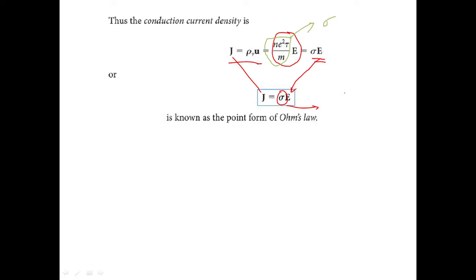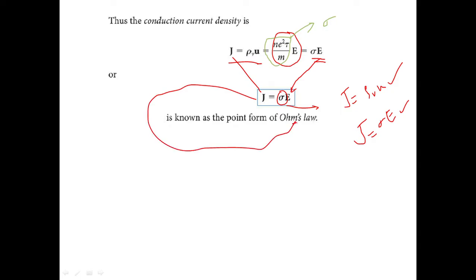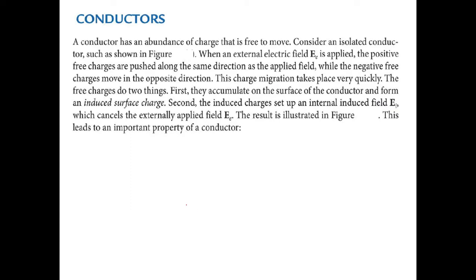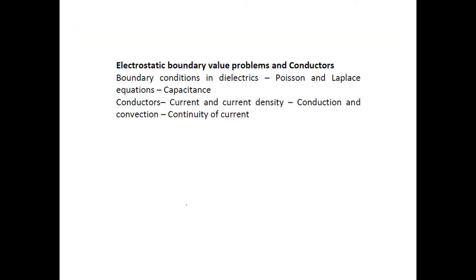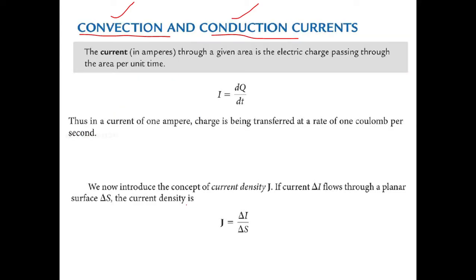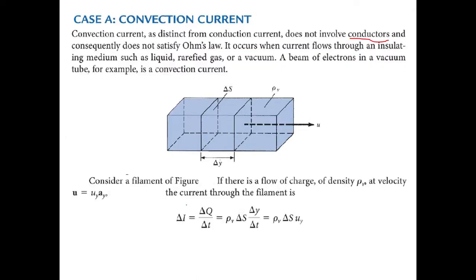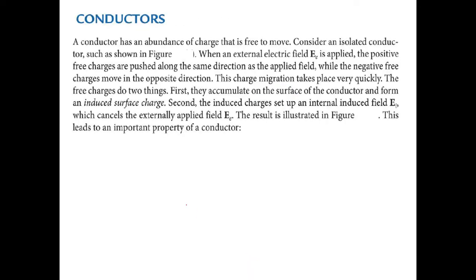So what did we get from convection current density? J is equal to rho V into U. And from conduction we got J is equal to sigma E, applied electric field, right? So these two formulas you have to remember, right? This is important. This J is equal to sigma E is known as point form of Ohm's law. Now we have discussed two things here. We started with convection and conduction currents. So we have discussed what is convection current and what is conduction current. Now we'll start with the conductors, right?